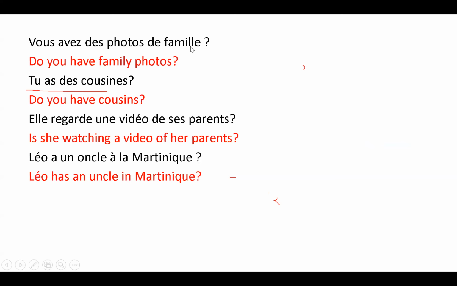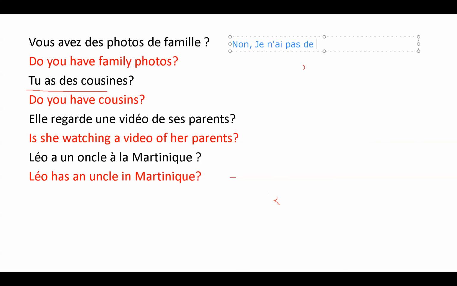Now we'll do this one. Vous avez des photos de famille? Do you have family photos? So how will you reply? Photos. Okay. Do you have family photos? So you want to say no. I don't have. You change the subject because you are giving a reply. Je n'ai pas. Okay. I do not have.